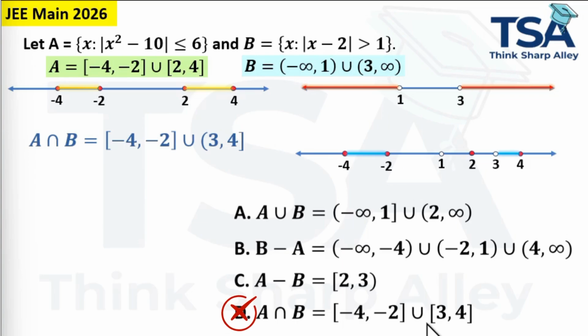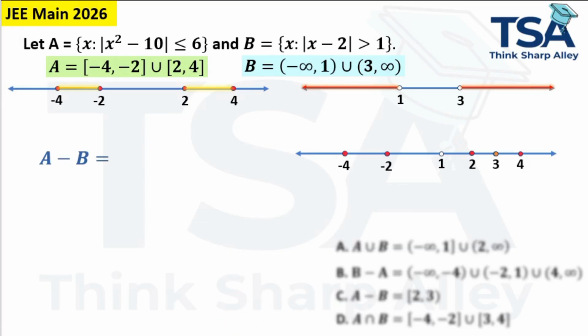Now for the subtraction challenge. Let's have a look at A minus B. And let's see what remains of set A after we carve set B out of it. Now subtraction in sets means keeping everything in A but removing anything that also belongs to B. So let's look at A's first block, -4 to -2. Does any part of B overlap here? Yes, B covers everything up to 1. So the entire -4 to -2 interval is removed.